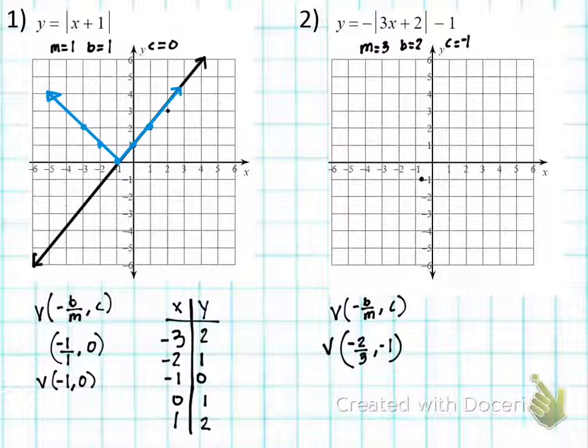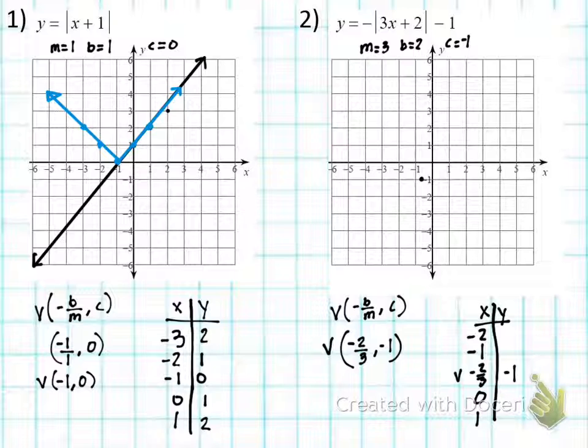Then we're going to make our XY table. If our vertex is at negative 2/3, negative 1, then we have to pick two numbers that are bigger than negative 2/3. What are two numbers that are bigger than negative 2/3? 0 and 1, right? We're just going off the x-axis here. Two smaller numbers are negative 1 and negative 2.